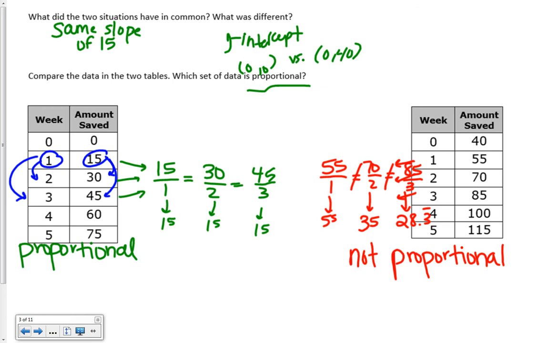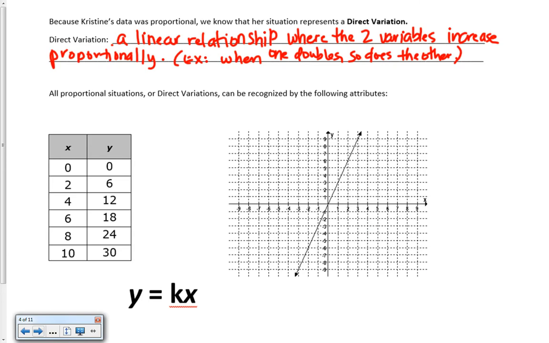If you look over here at Bobby's, however, to go from 1 to 2, yes, that's doubling, but to go from 55 to 70, that is not doubling, right? That's just adding a certain number. So when you have a non-proportional situation, they are increasing at different rates, totally different ballgame, okay? So going back to this definition, when you have proportional situations or direct variations, they can be recognized a little bit more easily than making that proportion. Making all those ratios is a little bit difficult.